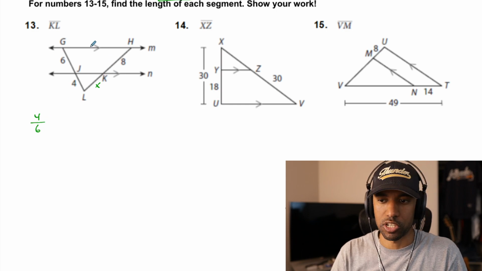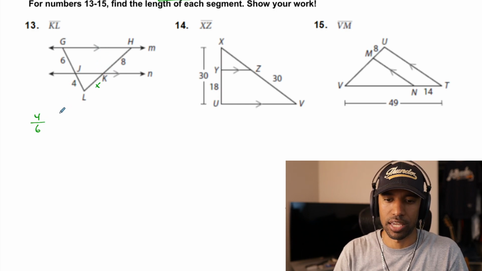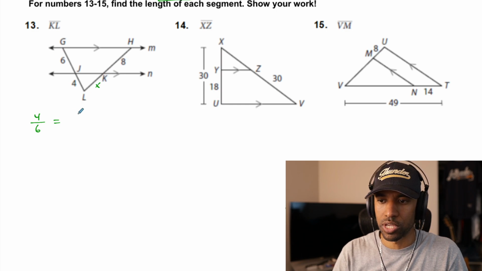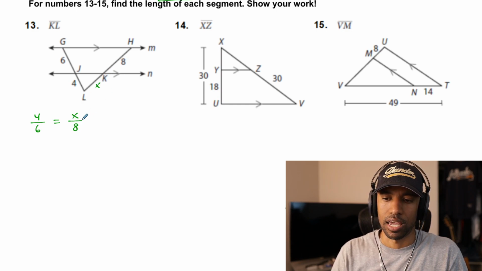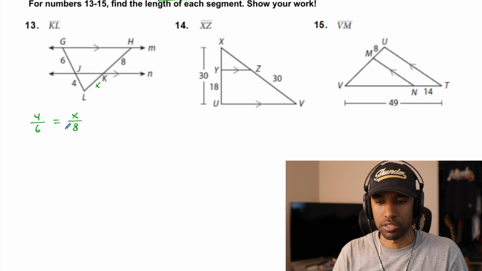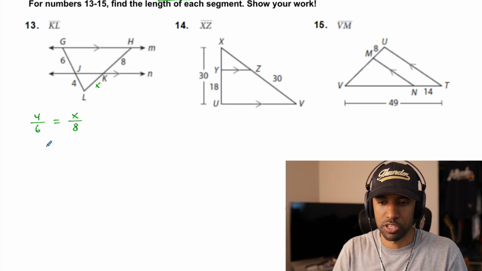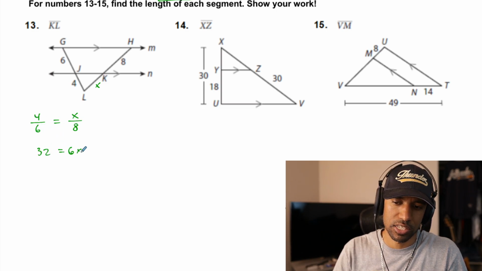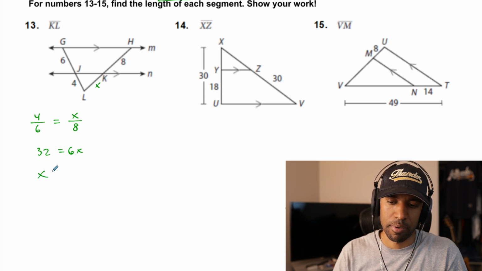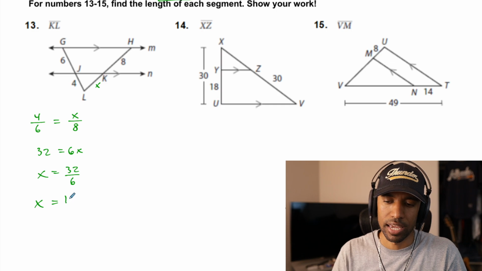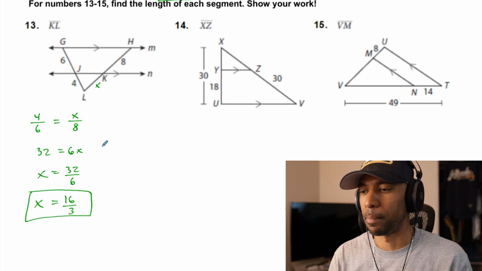Because these lines are parallel, I can say something like 4 over 6 equals x over 8. I don't think I need to reduce that fraction here. These are pretty small. 32 equals 6x. Well, now I'm going to have to. When I divide by 6, I get x equals 32 over 6, which, divide those by 2, I get 16 over 3. That's an exact value for x right there.